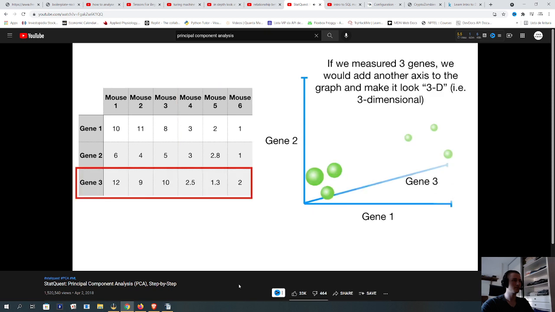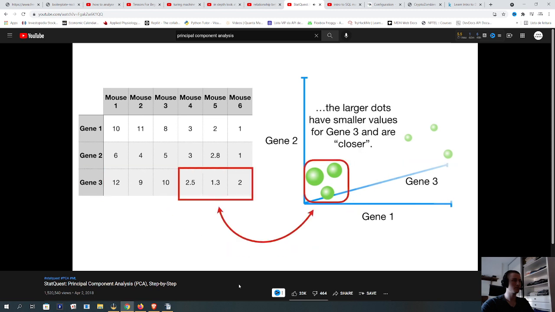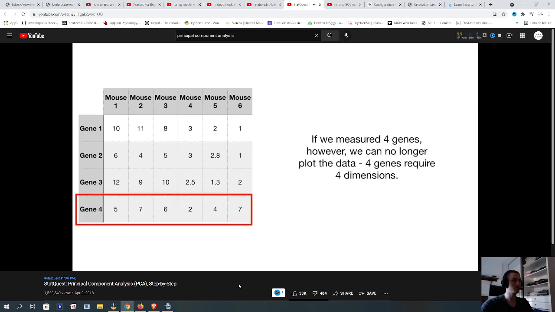If we measured three genes, we would add another axis to the graph and make it look 3D, i.e. three-dimensional. The smaller dots have larger values for gene 3 and are further away. The larger dots have smaller values for gene 3 and are closer. If we measure 4 genes, however, we can no longer plot the data. 4 genes require 4 dimensions.